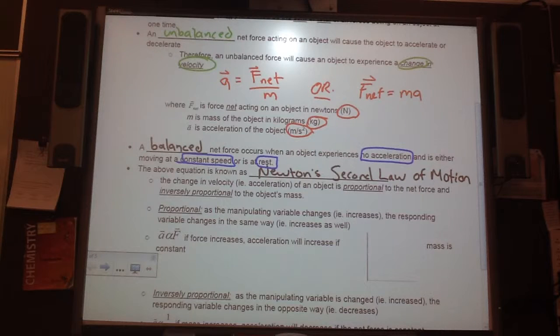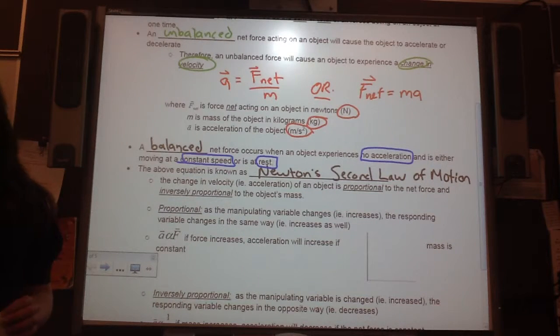Maybe I'll just explain it more when we get to another example. But just keep in mind, there could be a net force of 0, but an object could still be moving. They're just moving at a constant speed. There's no change in velocity.